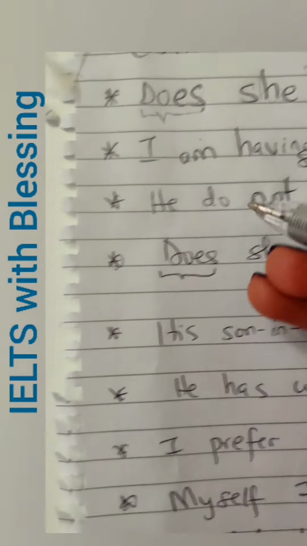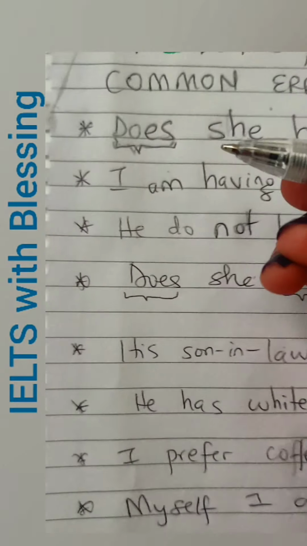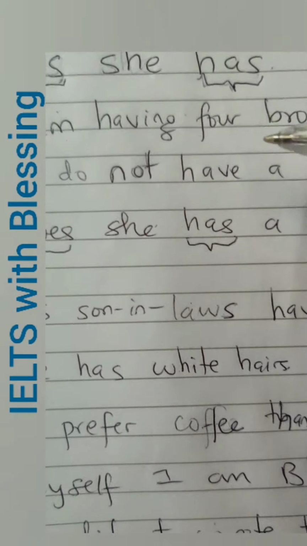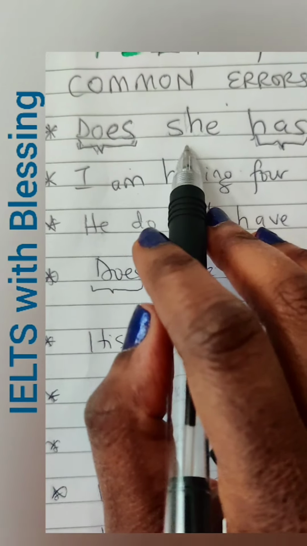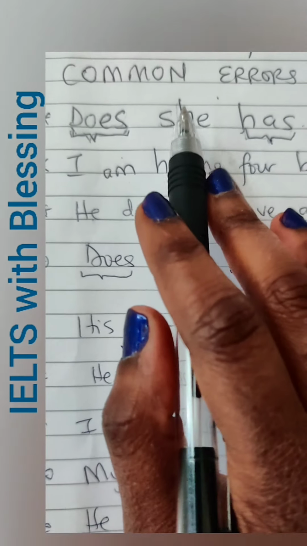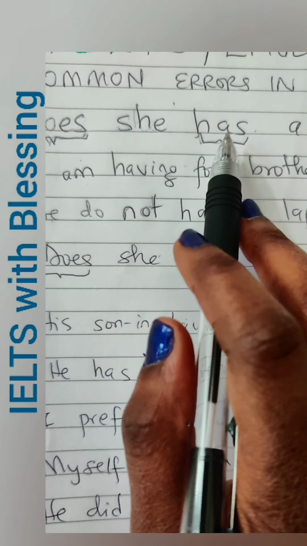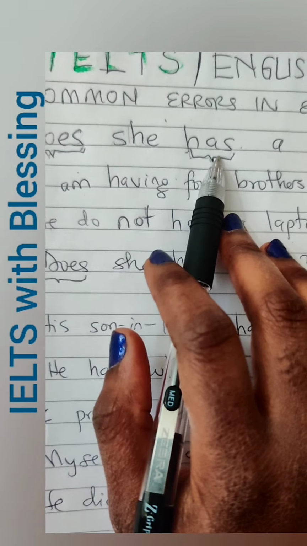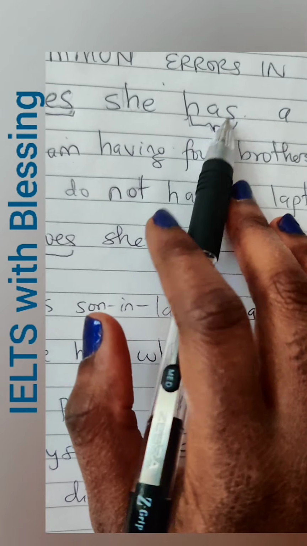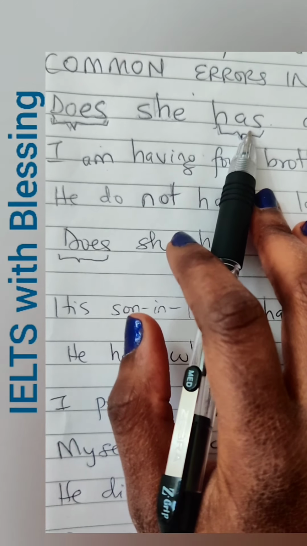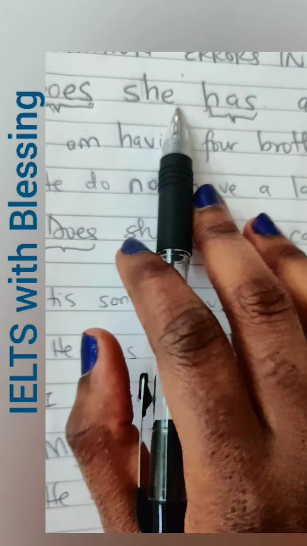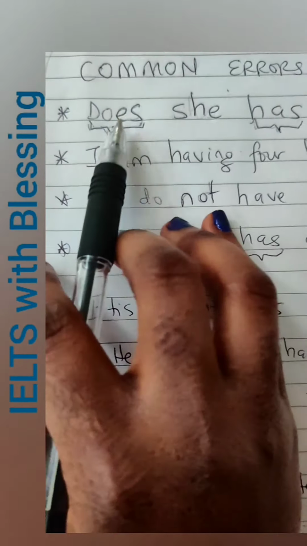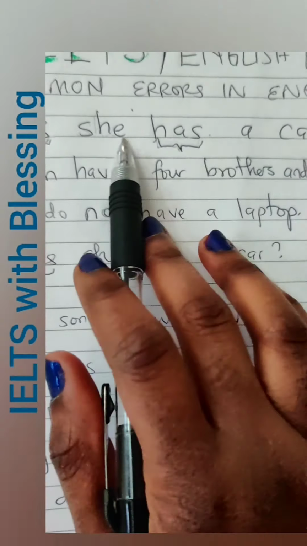So does here is the helping verb, has here is the main verb. Normally when you want to use the subject pronoun she, it's a singular pronoun, so it's supposed to be followed by a singular verb, the singular form of the verb to have. So if you have she, it's supposed to be followed by has. So this would have been fine without the does. She has a car would have been fine.